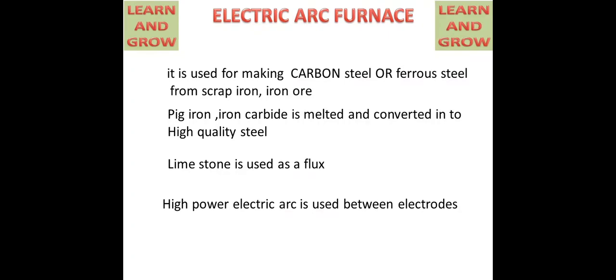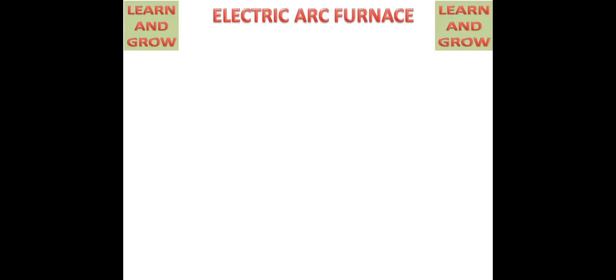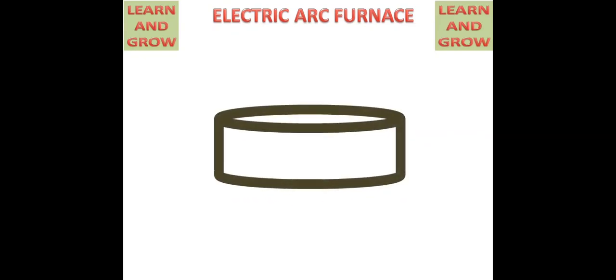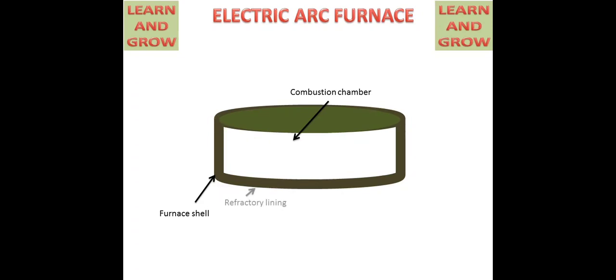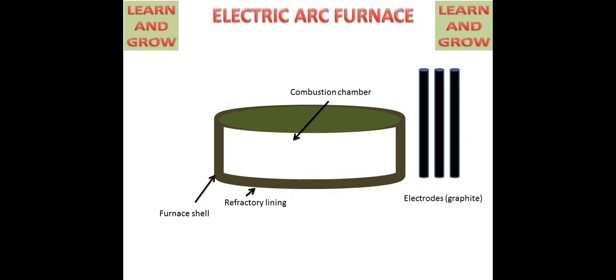Now we see the working of the electric arc furnace. Firstly, we will discuss the parts of the electric arc furnace. We have a combustion chamber in which iron ore will be melted. It is covered from the upper side. This is the furnace shell, and these are the refractory lining for resisting heat transfer. These are the electrodes for creating the arc. These electrodes are made of graphite.